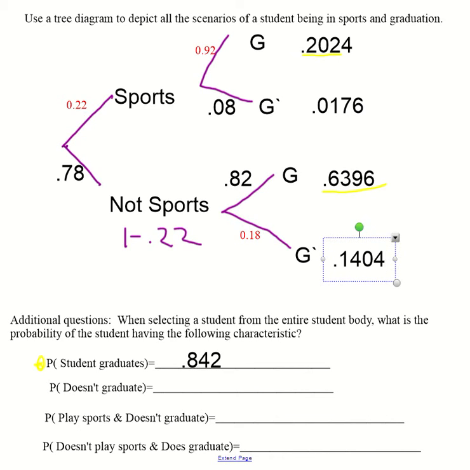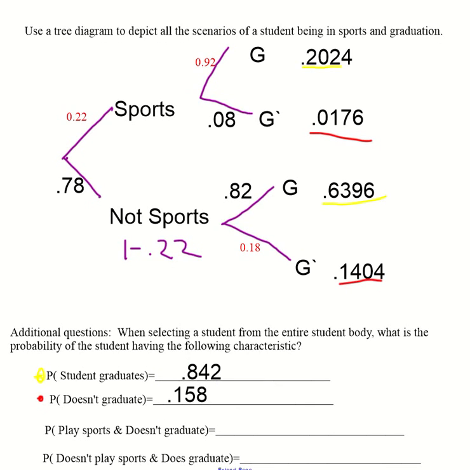So if we add up those not graduating probabilities together, we're going to get our total probability of not graduating. It's 0.0176 plus 0.1404. We get 0.158. One thing to notice, 0.158 and 0.842 should add up to 1. And so, if I did this correctly, they should add up.